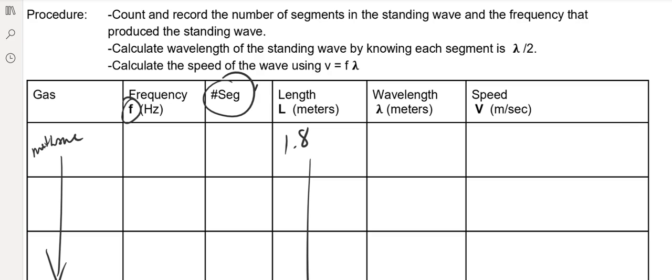The wavelength, if we were to call this n, the number of segments, is: n times the wavelength divided by 2 equals L. So in order to find the wavelength, it's going to be 2 times L, which is 1.8 for all of them, divided by the number of segments. So just 2 times 1.8 divided by the number of segments, that'll give you the wavelength. And then to find the speed is simply the frequency times the wavelength. If you've got the frequency in hertz and the wavelength in meters, then you'll end up with meters per second.